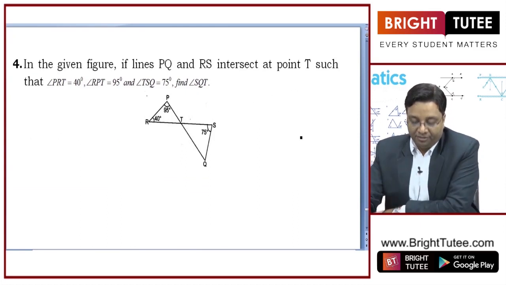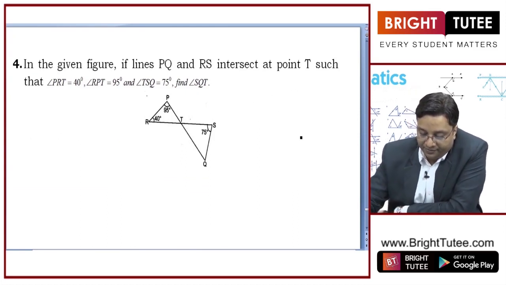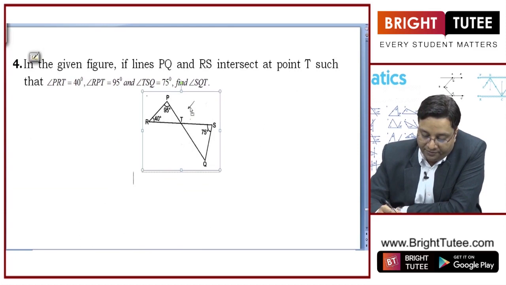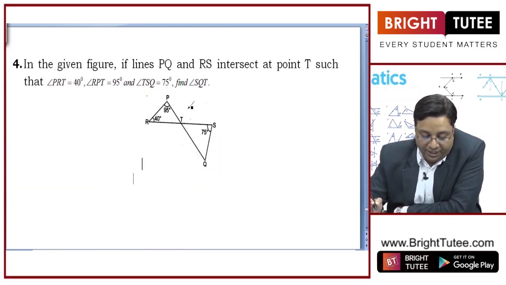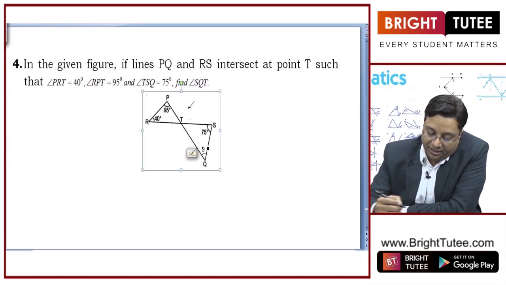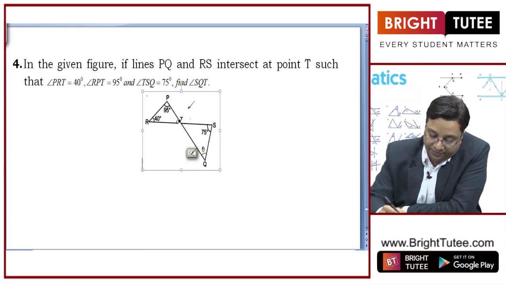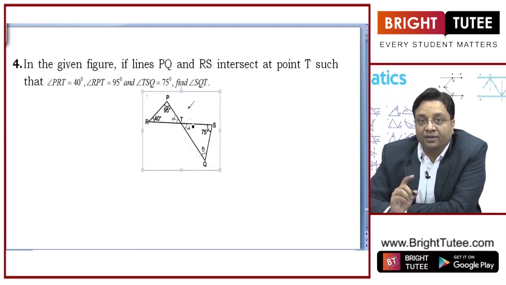In the given figure, lines PQ and RS intersect at this point T such that angle PRT is equal to 40 degrees, which we can see in the figure. Angle RPT is also given as 95. Angle TSQ is 75. We need to find angle SQT. This question is very simple. We need to find this angle, so let's name it as theta. Another unknown angle is this. Let it be alpha. If this is alpha, this angle will also be alpha. Why? Because these are vertically opposite angles.